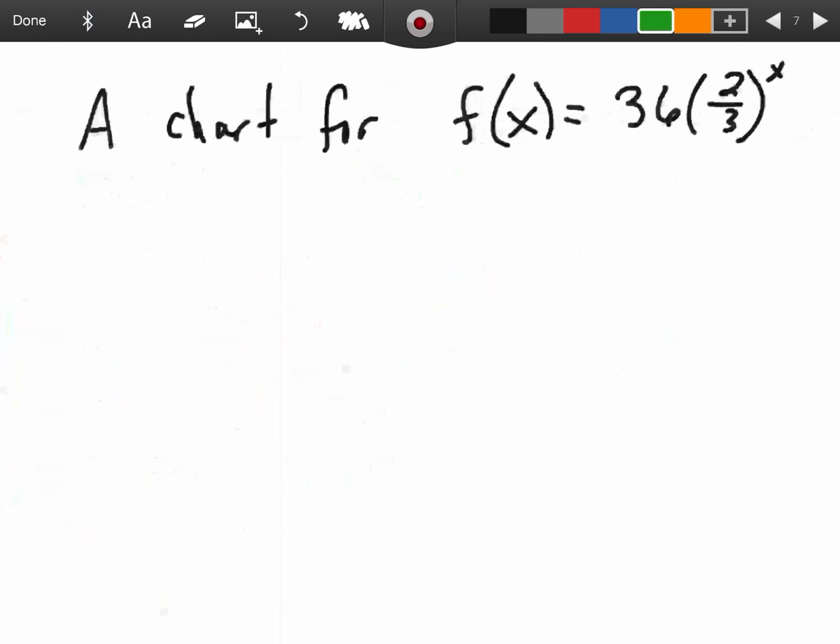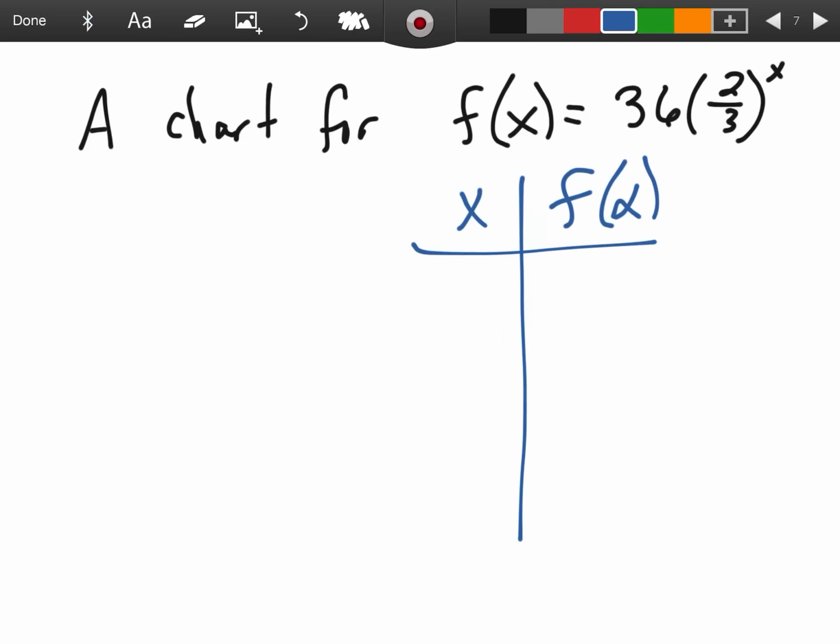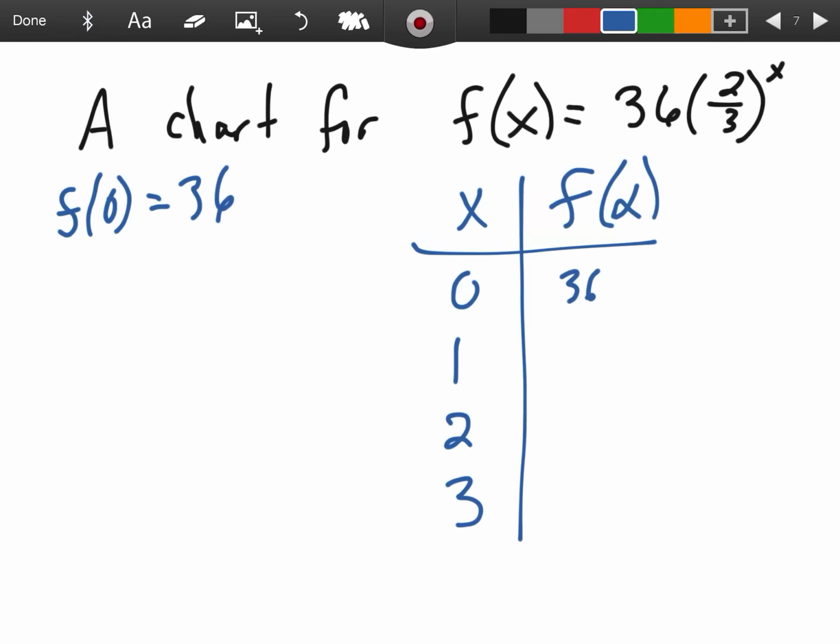All right, let's do one more chart. This one's going to illustrate some exponential decay for us. So here's x, here's f of x. I'll just go 0, 1, 2, 3 again. If I plug in 0, hopefully I'm easily seeing that f of 0 is going to get me 36. If I plug in 1, f of 1 is 36 times 2/3. All right, 36 times 2/3 is 24.